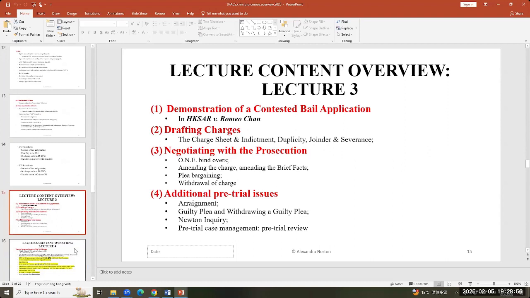Lecture 3 is the demonstration of the bail application. We're going to look at a bit of stuff that happens pre-trial. For example, when prosecution and defense negotiate between themselves for an alternative outcome. And we'll look at what happens when the defendant decides he wants to plead guilty and then subsequently changes his mind.